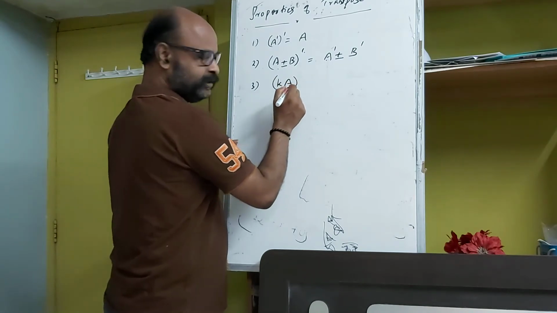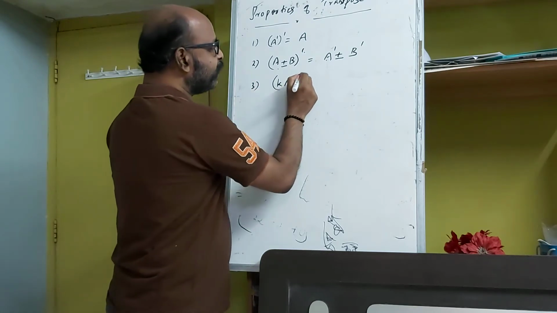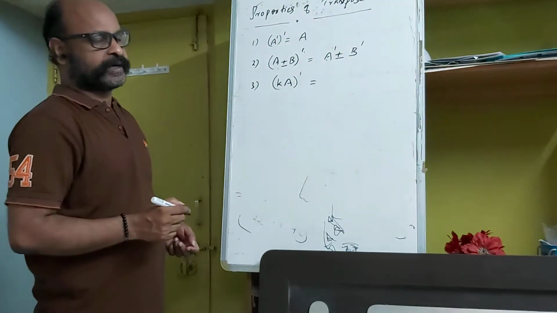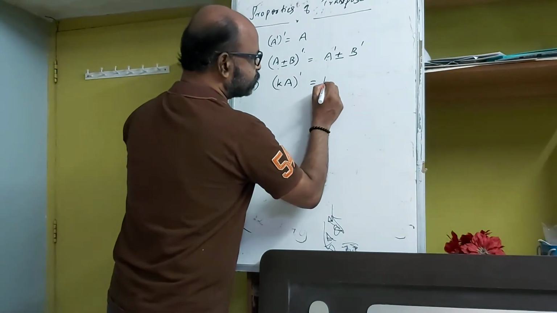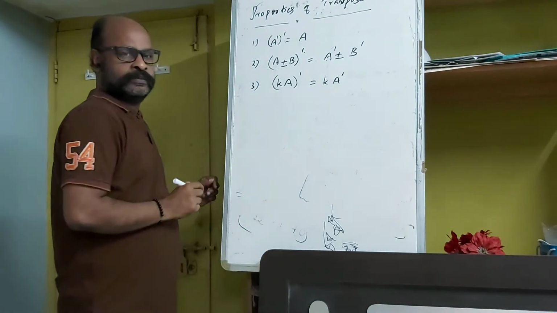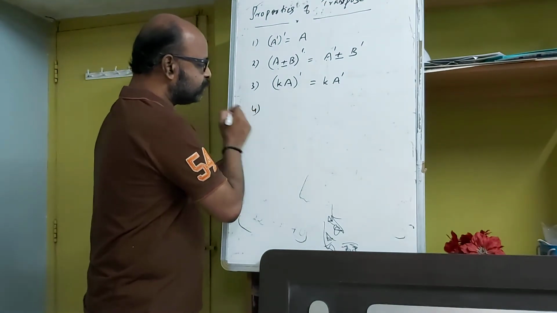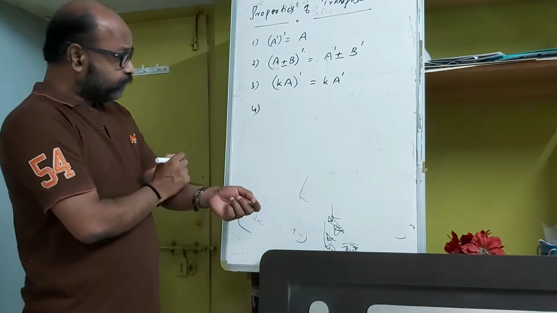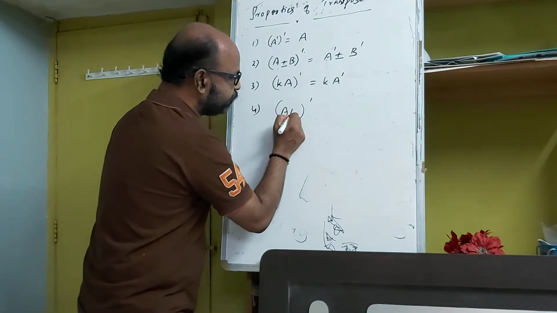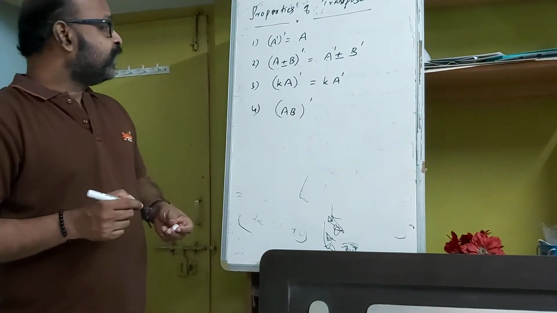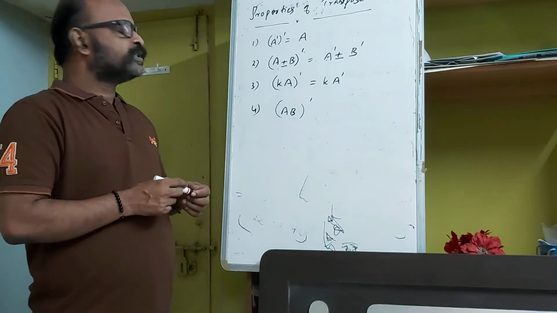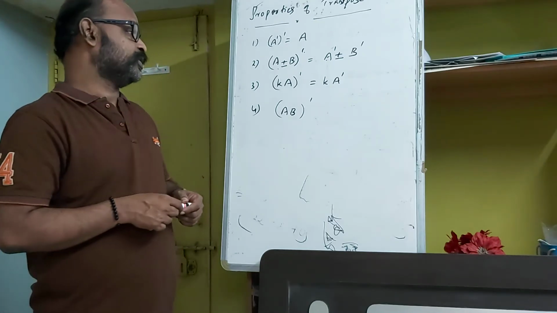Now the third property, we consider the product of a scalar K and a matrix A. Then K A, the whole transpose. Remember, transpose is meant for matrices. So K remains as it is and we take the transpose of A. And like the transpose of a sum, we come to the transpose of a product AB. Look, in the second property, we have seen that transpose of a sum is equal to sum of the transposes.